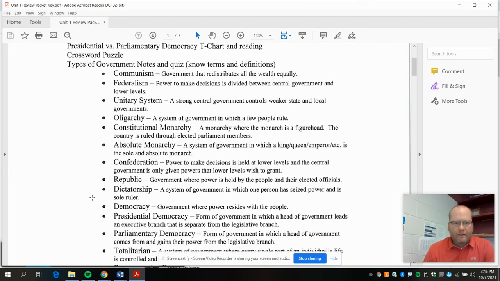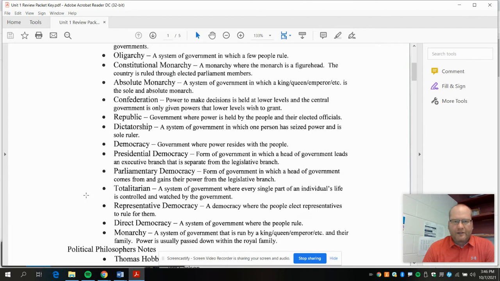Democracy, that's where power resides with the people. And a presidential democracy, that's a form of government in which a head of government, oftentimes a president, hence the name presidential democracy, leads an executive branch that is separate from the legislative branch. Next, we have the parliamentary democracy, form of government in which a head of government comes from and gains their power from the legislative branch.